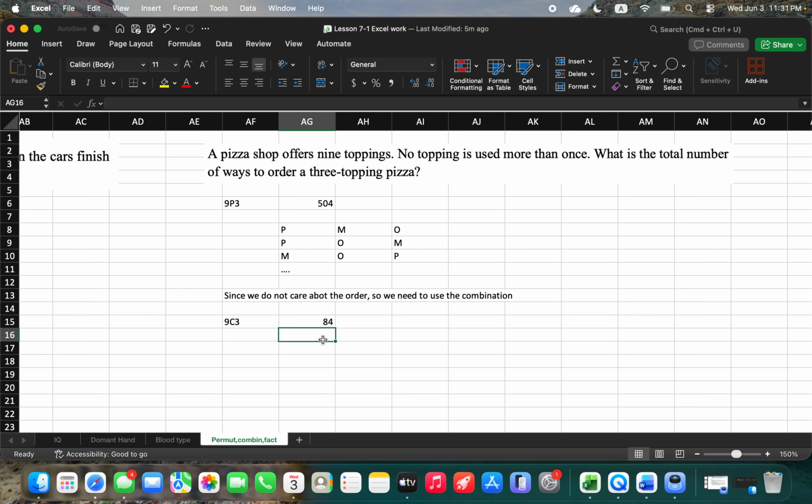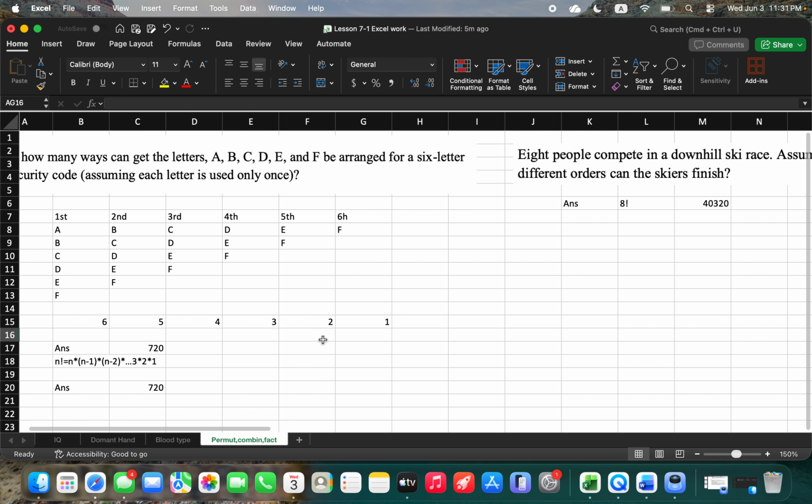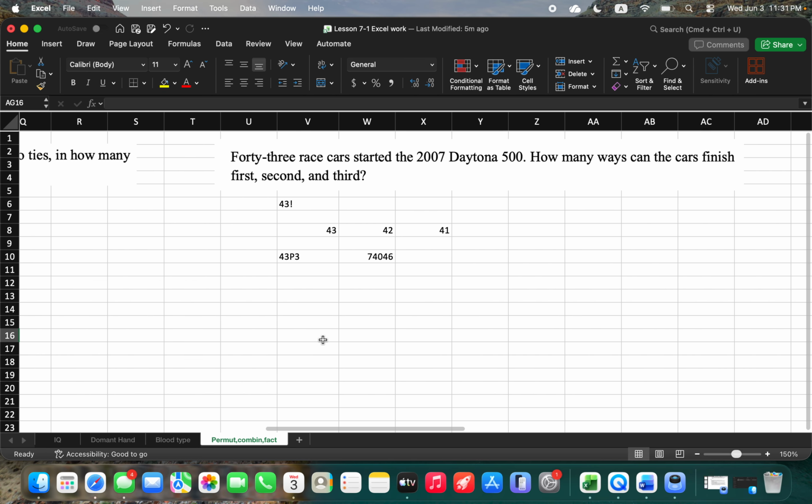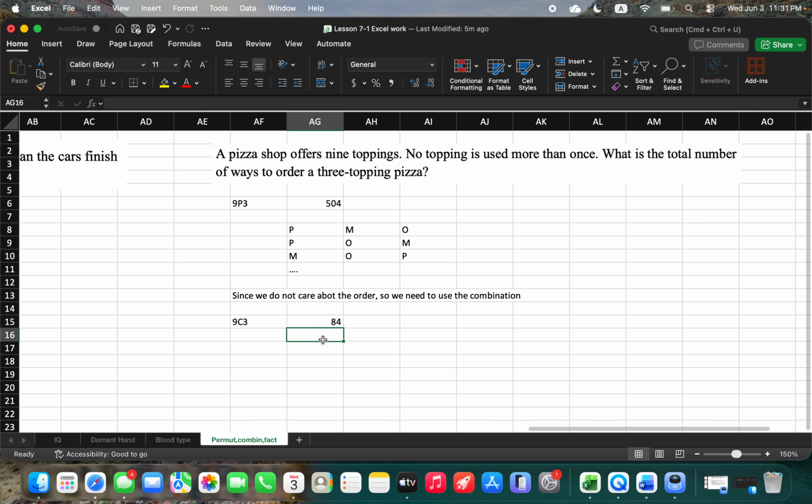That's the reason. Okay, so this time we cover factorial and permutation and combination, and this video helps you to understand when you can use those features.